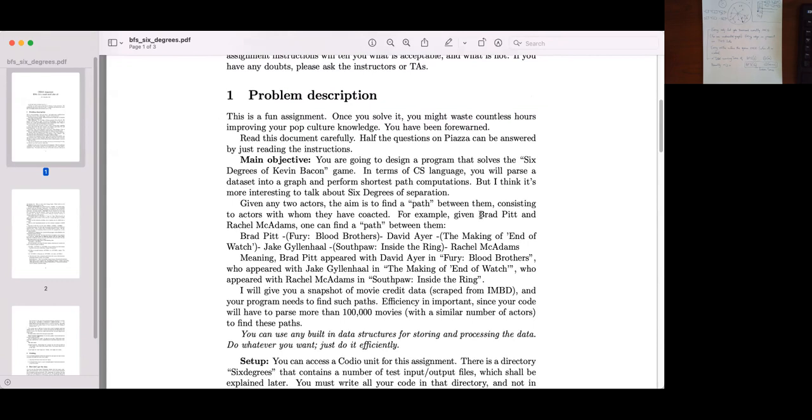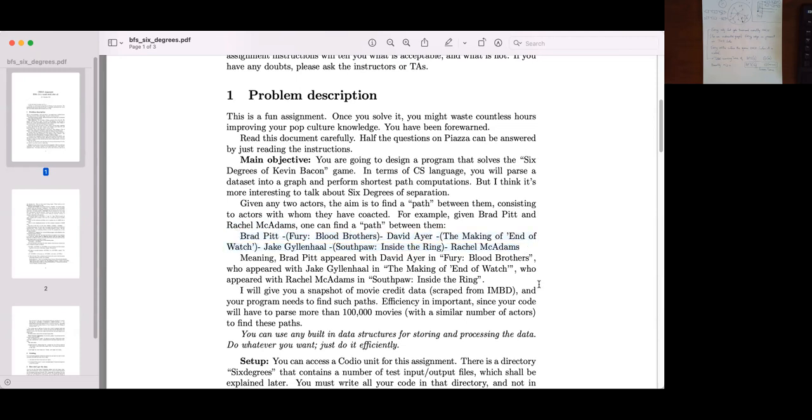So if I gave you, for example, Brad Pitt and Rachel McAdams, you find a path between Brad Pitt and Rachel McAdams through movies. So you say Brad Pitt and David Ayer acted together in Fury and Blood Brothers. David Ayer and Jake Gyllenhaal acted together in The Making of the End of Watch. And Jake Gyllenhaal and Rachel McAdams acted together in this movie called Southpaw Inside the Ring. So your code's job is, I'm going to give you these pairs of actors, and you have to find this path.